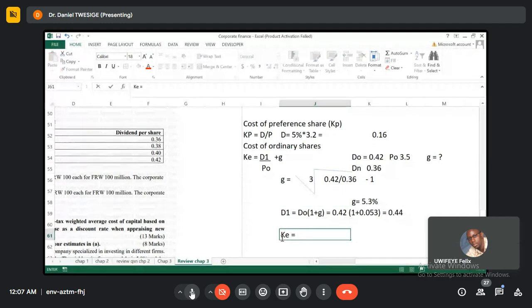So your KE will be equal to 0.44 plus 0.053, divided by our price, P0, which is 3.5.